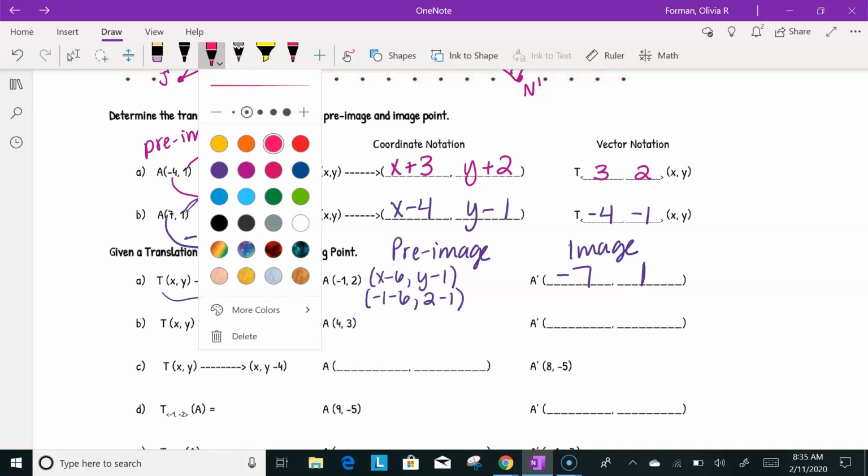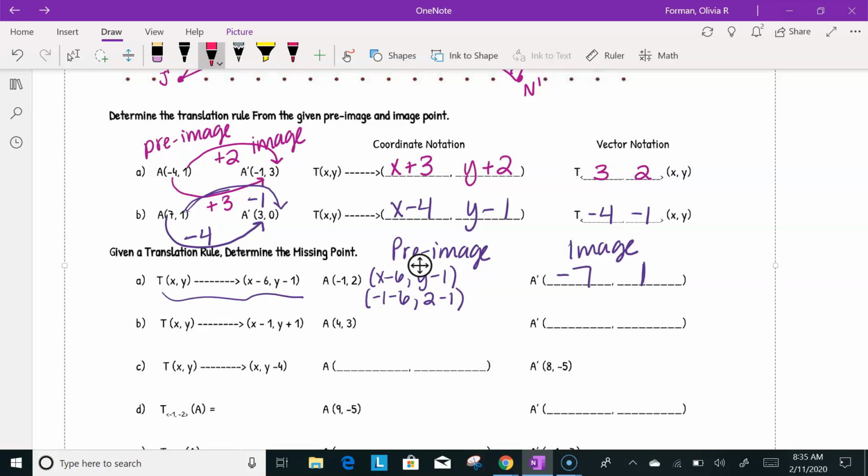If you go on to the next one, again, we have an x minus 1 and a y plus 1. So we're going to take that 4 and subtract 1. We're going to take the 3 and we're going to add 1. 4 minus 1 is 3. 3 plus 1 is 4.